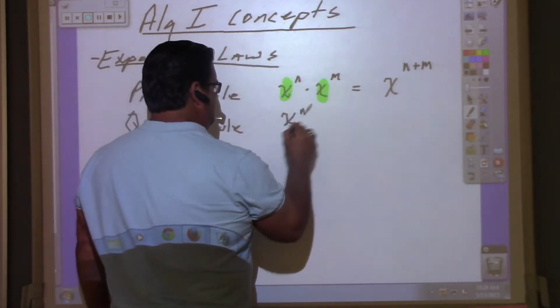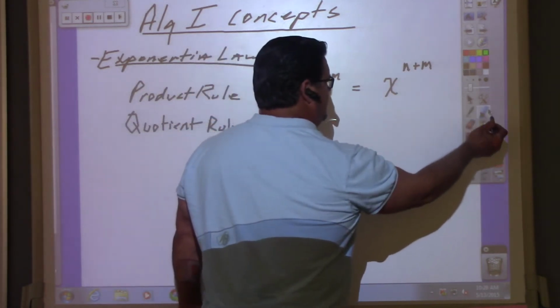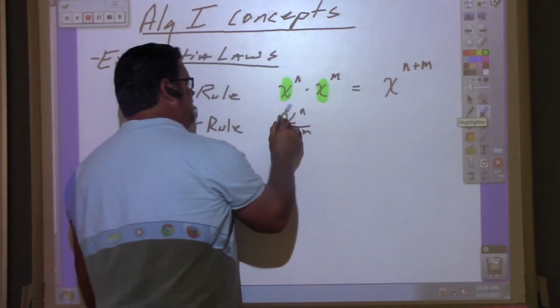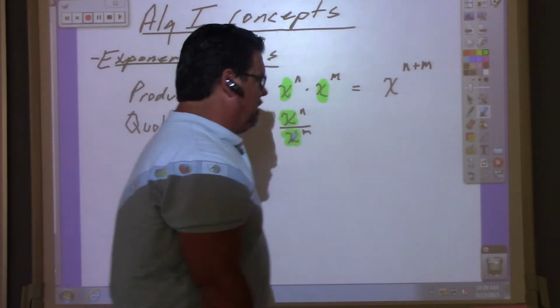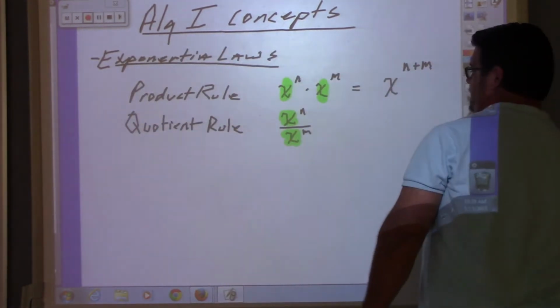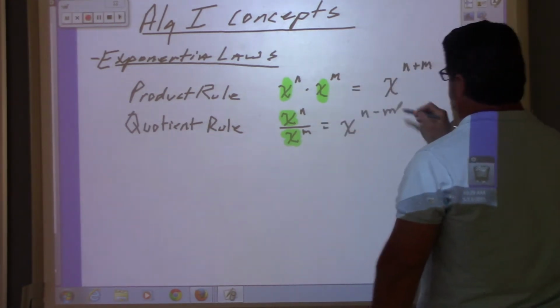x to the n over x to the m. Got the same base, and I keep bringing up the same base because some people, if I put x to the 4th over y to the 5th, y'all still try to, you can't do that. The same bases, they have to be the same. What do you do to the exponents? Subtract. Subtract, good job.